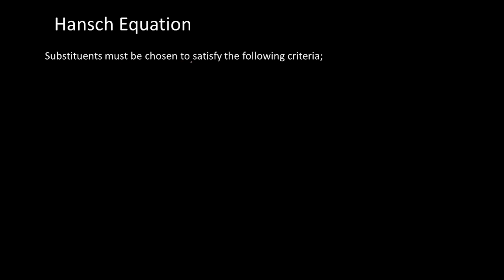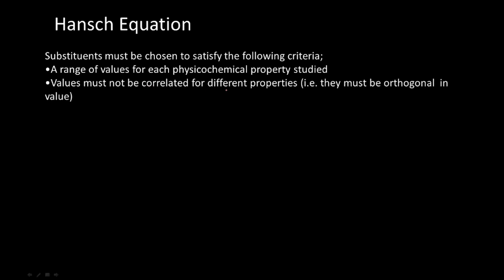Substituents must be chosen to satisfy the following criteria. A range of values for each physicochemical property studied. Okay, so when I synthesize new molecules, I will try to substitute so that I get a different pi. That means different hydrophobic, hydrophilic values. I get different sigmas and so on. Values must not be correlated for different properties. That means they must be orthogonal in value. At least 5 structures are required for each parameter studied. So this is a very important rule of thumb, okay, for each parameter studied.